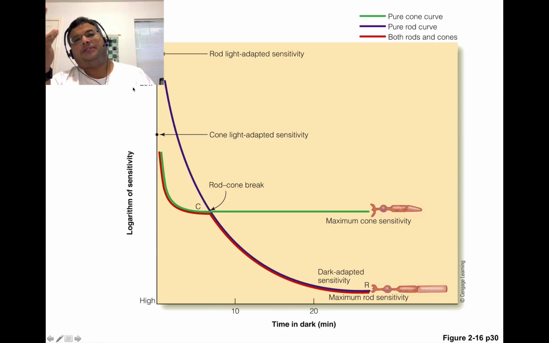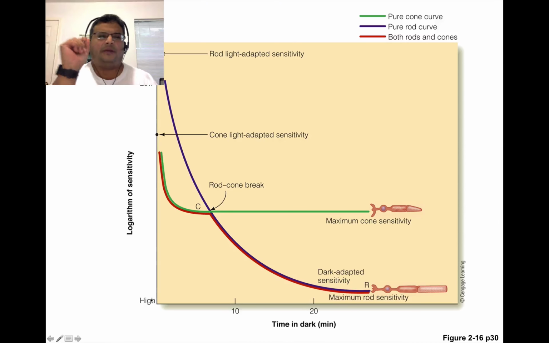So low sensitivity means it takes a lot of light before you can perceive it. High sensitivity means you're able to perceive very small amounts of light. You're highly sensitive to the light, so you can perceive very small amounts of it. Okay, so that's what that means.